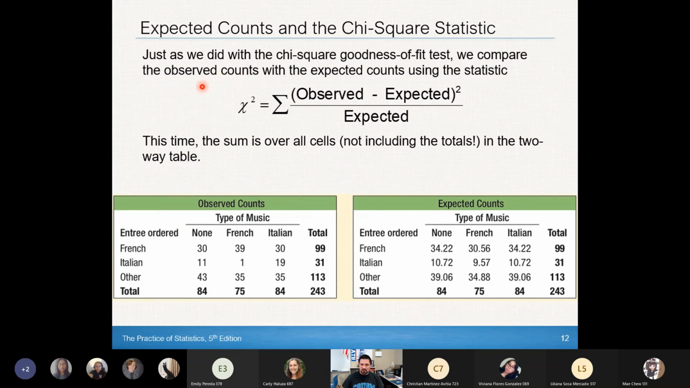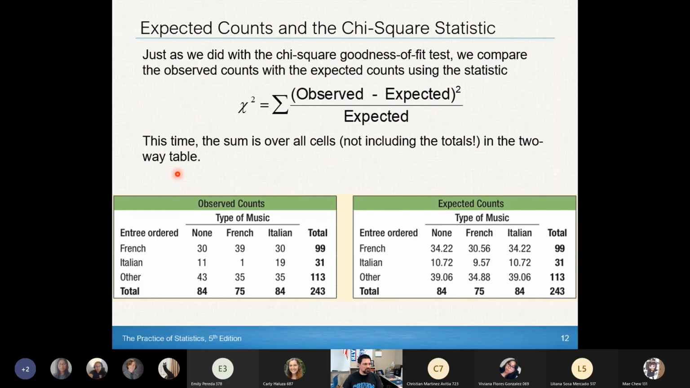And then, as we have previously, we need to find our chi-squared statistic. Same way we did for goodness of fit, we compare the observed counts with the expected counts using the statistic. Chi-squared equals the sum of observed minus expected squared divided by expected. This time the sum is over all cells, not including the totals in the two-way table.